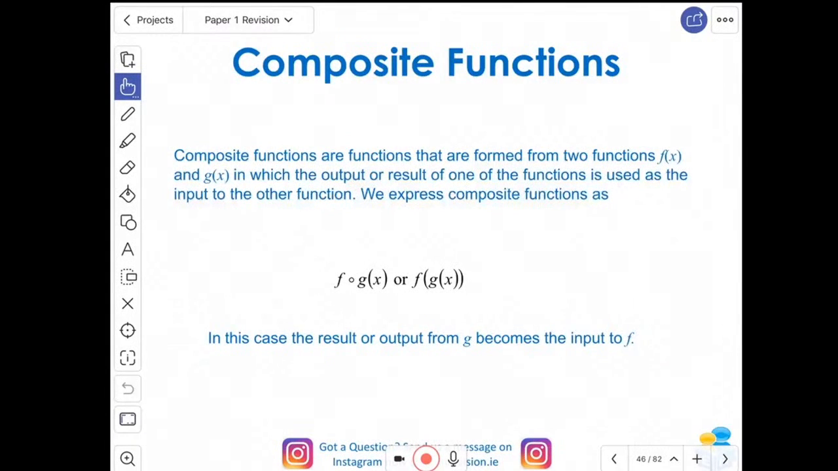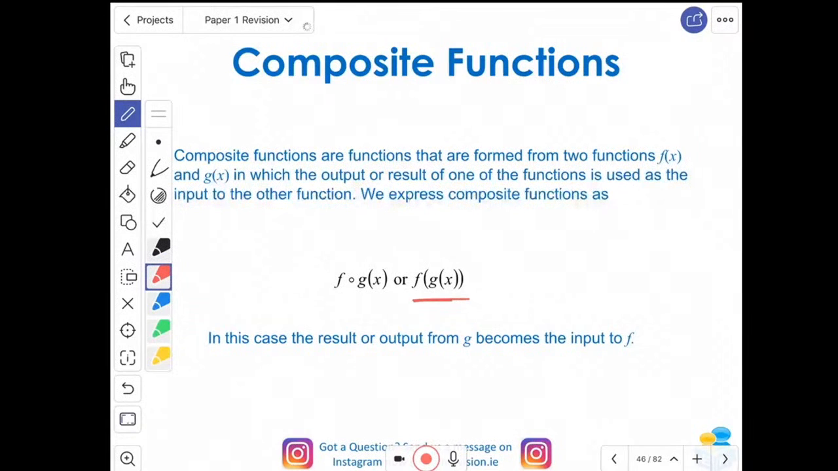The last one or two bits on functions before we move on to complex numbers is just a composite function. A composite function is basically when you put two functions together to come up with a new function. You'll see it referred to as f of g of x, or f after g. You'll hear it spoken in different ways, but you just need to remember that you always take the one on the inside first, work out the answer to that, and then use that as the input in your other function on the outside, which in this case would be f.